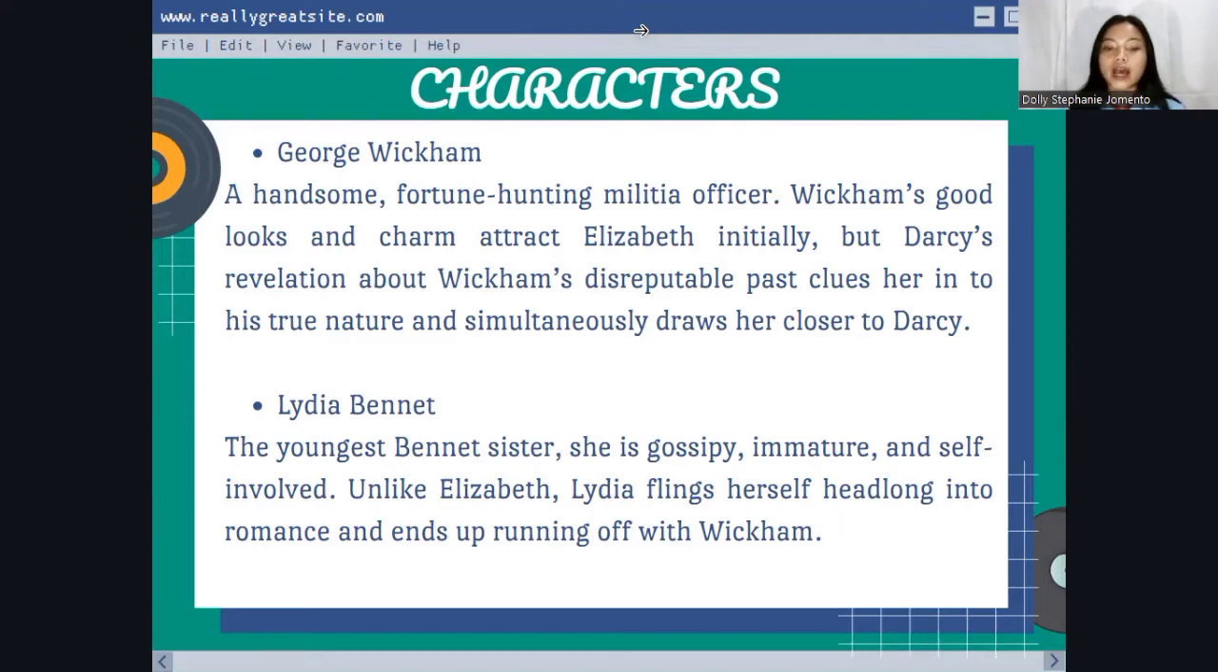Now for Lydia Bennet, the youngest Bennet sister, she is gossipy, immature, and self-involved. Unlike Elizabeth, Lydia flings herself headlong into romance and ends up running off with Wickham. So Lydia Bennet ended up married to Wickham also because of Darcy. Darcy had a part in Lydia Bennet's marriage, because Lydia wanted to get married. Then there is a plot twist in this story or movie, because Darcy had a big part in their love story, since he told Wickham to pursue Lydia, and Darcy was also the one who paid for their wedding.